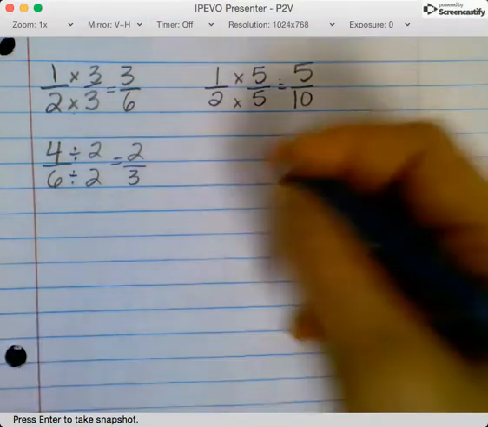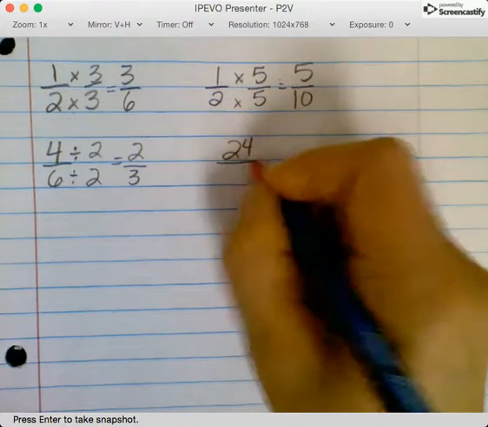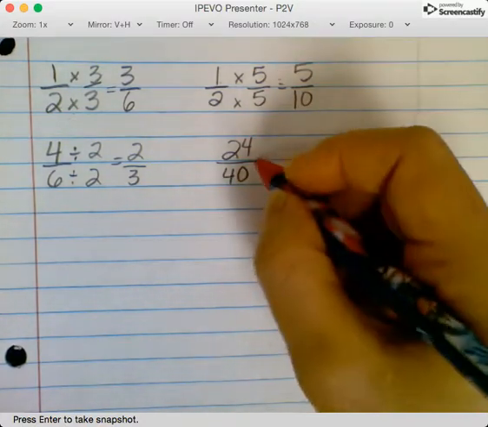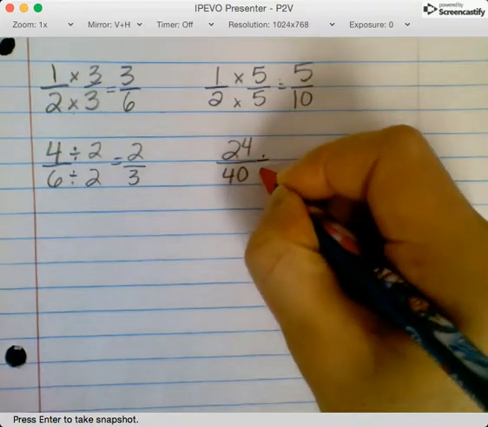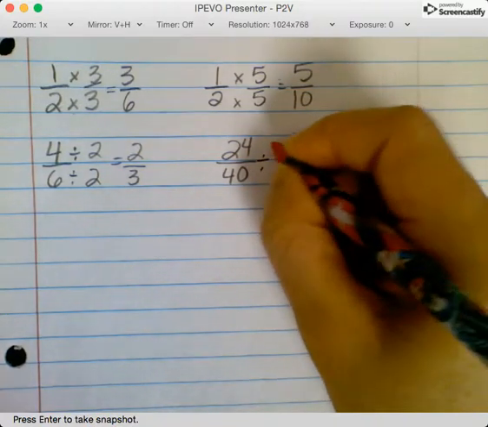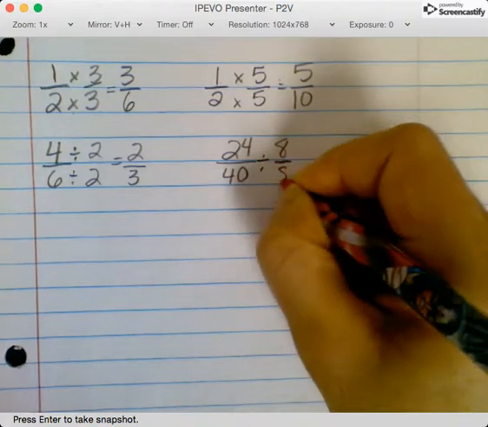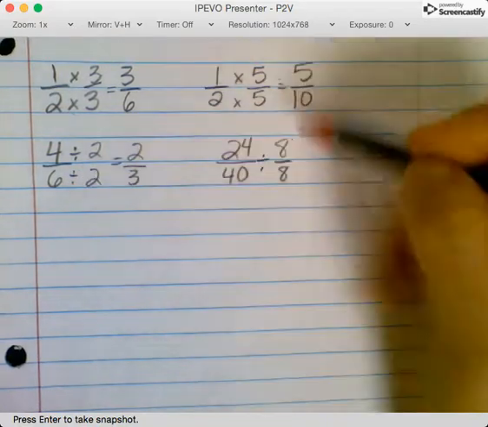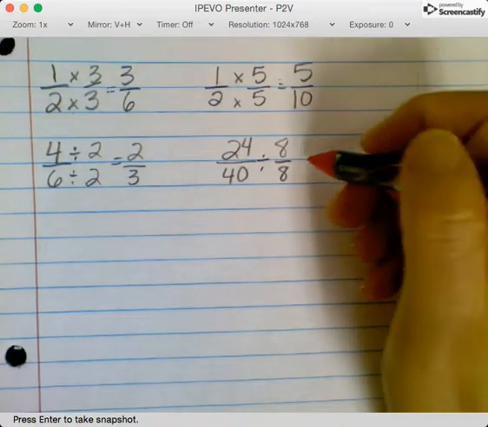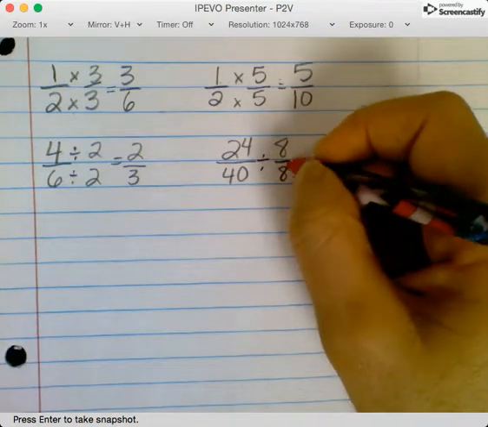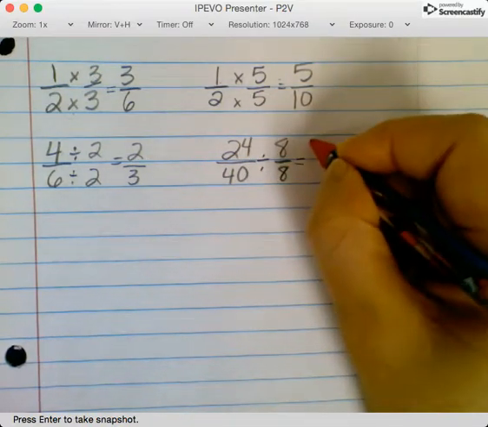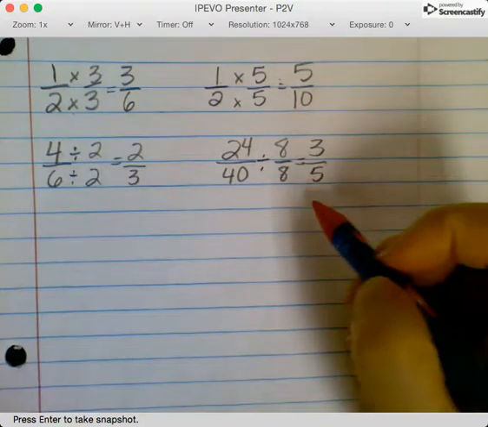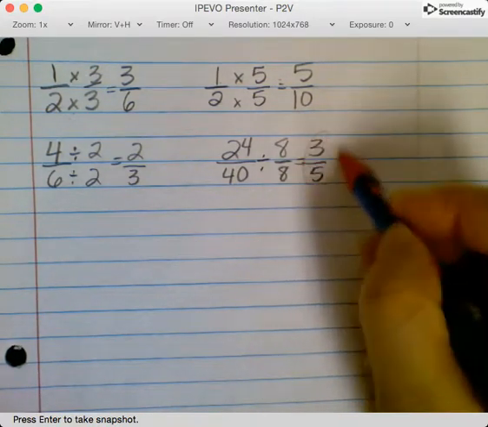Another example, let's start with 24/40. If I start with that one, I can divide both numbers by 8. And notice sometimes I write this with the division beside each number. Sometimes I just write one division symbol. That's just how I write it. 24 divided by 8 is 3. 40 divided by 8 is 5. So that is equal to 3/5 if you reduce all the way.